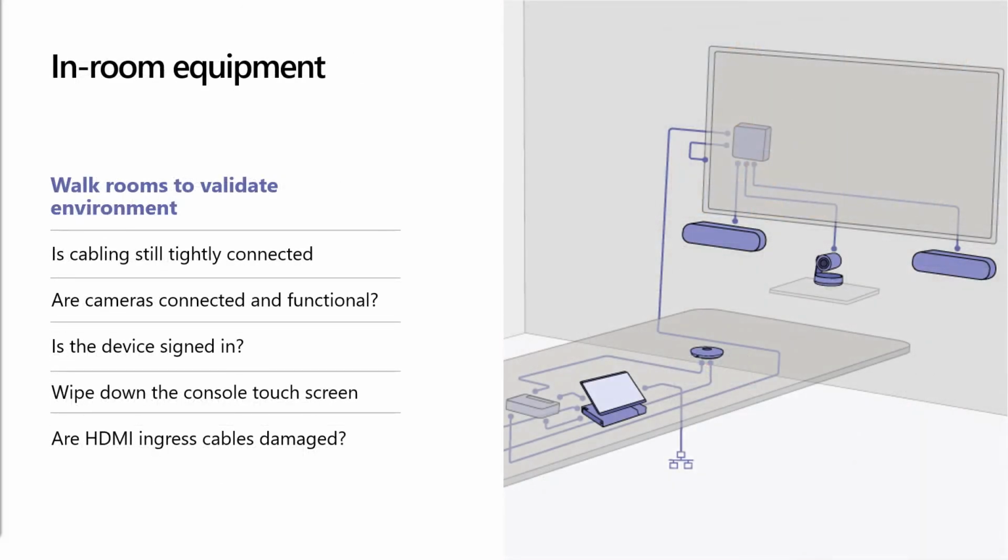Further on that point, when walking in the rooms, make sure that cabling is still tightly connected and things haven't come loose. Are the cameras connected and functional? So make test calls. In one of the prior modules, we went through a full battery of tests to validate that a room was working correctly. You may want to do this on a weekly basis because daily may be a little much. You may want to validate that the device is signed in. You can do that simply by looking at the console and making sure it's ready to join a meeting or to create a new meeting.